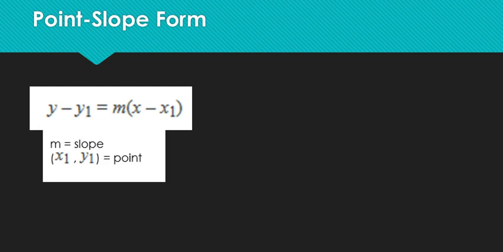But sometimes you might be given a point and a slope, or 2 points. If you're given 2 points, you can find the slope and then you can use point-slope form. It depends on what kind of information you're given as to what kind of equation you want to write. So anytime you're given just 2 points, or a slope and a point, then it's easier to write it in point-slope form.